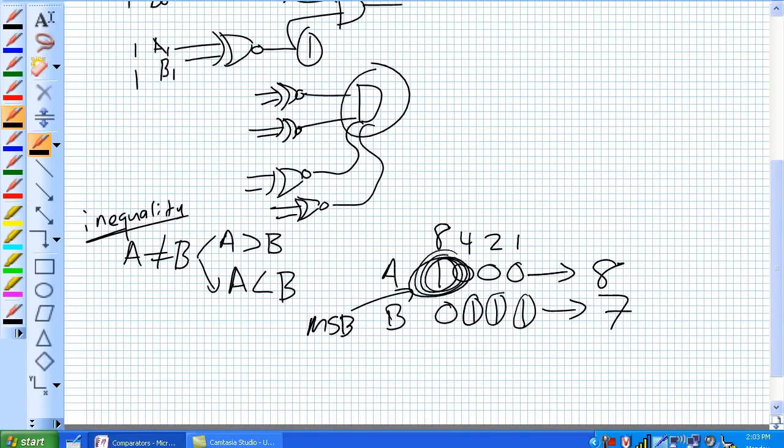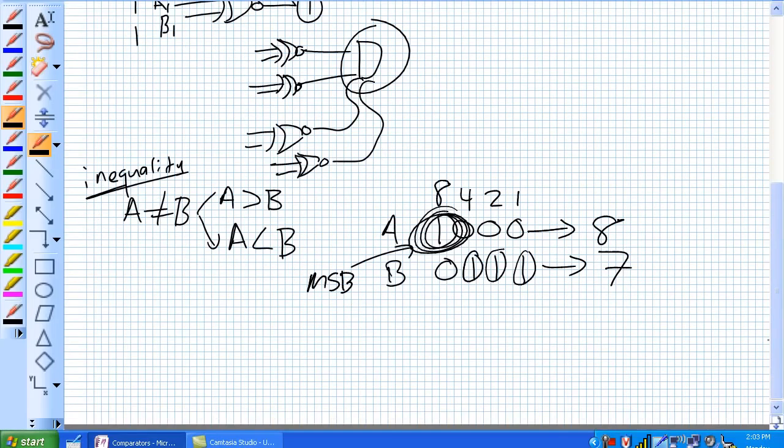It's the most significant bit. It makes sense because if there's any 1 in the most significant bit, it's obviously greater than a number that doesn't have anything in there. So what you have to do is set up your numbers. Let's stick with a 4-bit example.